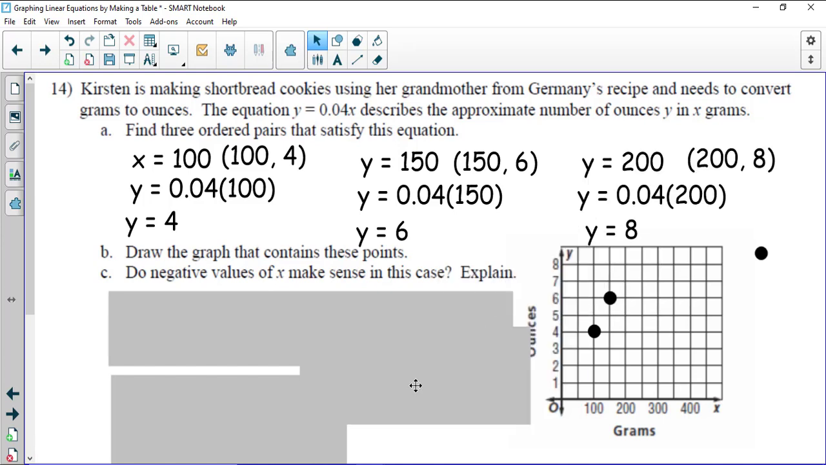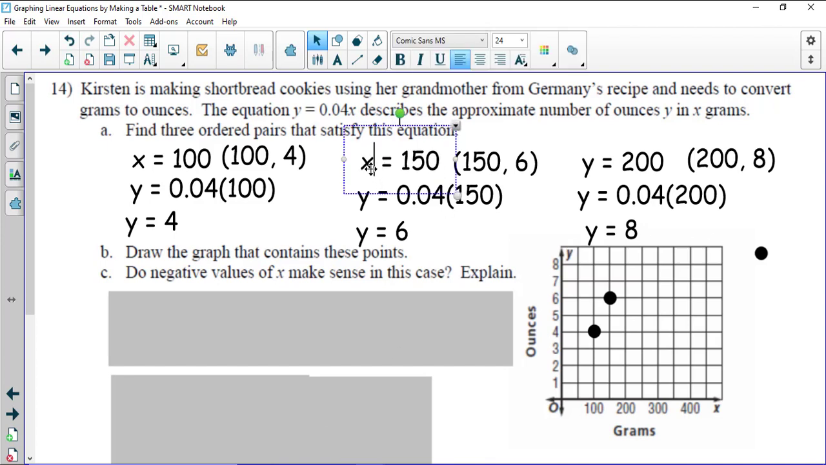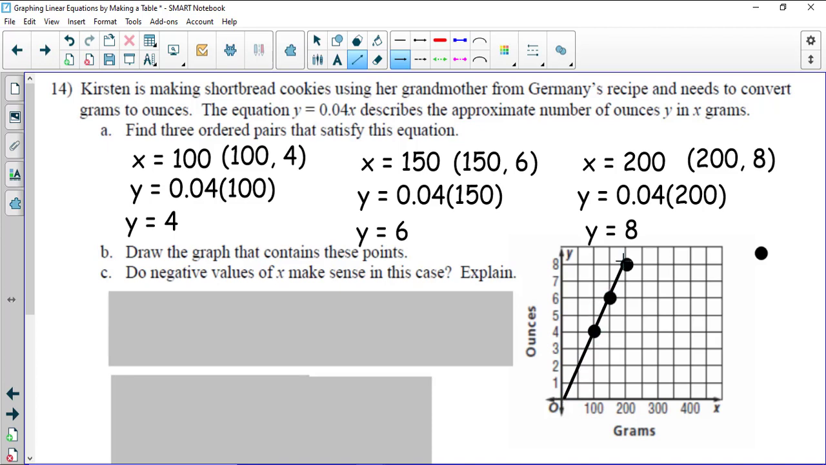And then the last value of x I chose was, oops, I just realized I changed it to y by accident, sorry, x. So I let x be 200, and I did y equals 0.04 times 200, which gets us y equals 8. So 200 comma 8 would be an ordered pair. I can go ahead and connect these. For this, it's really just going to be like a one-sided line just because it can't go into the negatives, which we'll talk about here in part C.